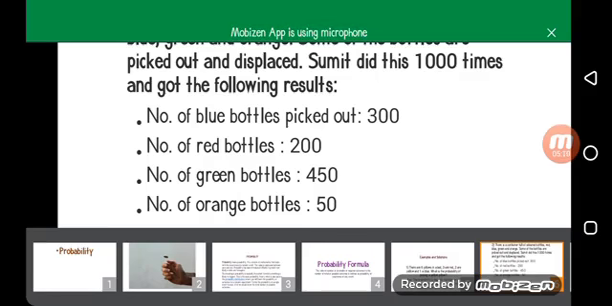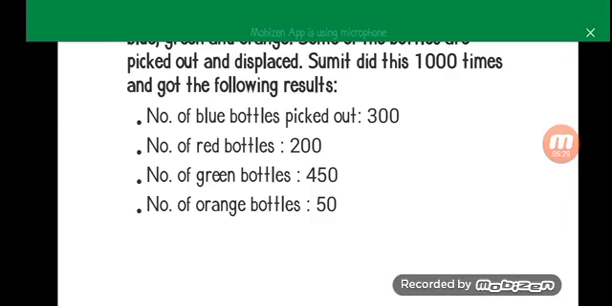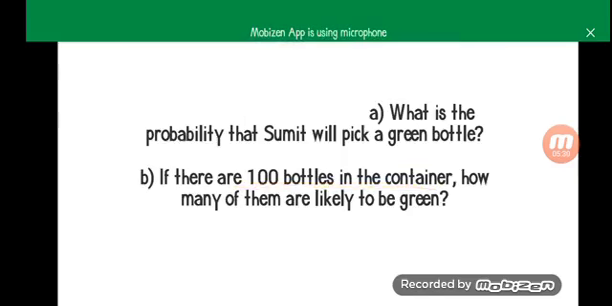So Summit did this 1,000 times, right? This displacing, he did it 1,000 times and got this result. The number of blue bottles picked out was 300, the number of red bottles picked out was 200, the number of green bottles picked out was 450, and the number of orange bottles picked out was 50. So now the question is, what is the probability that Summit picked a green bottle? And they also asked, if there are 1,000 bottles in the container, how many of them are likely to be green? What is the probability that Summit will pick a green bottle?